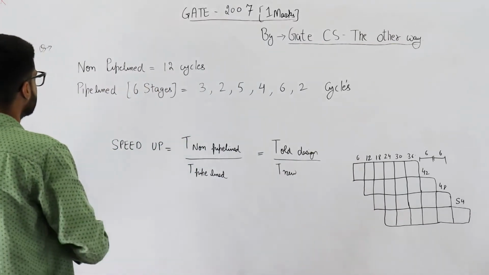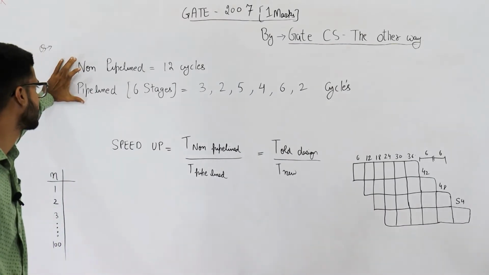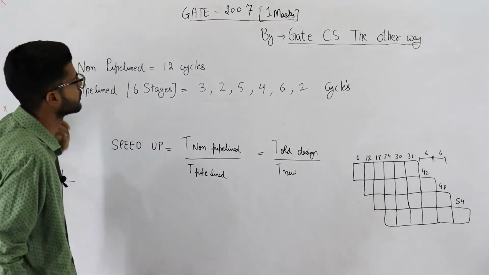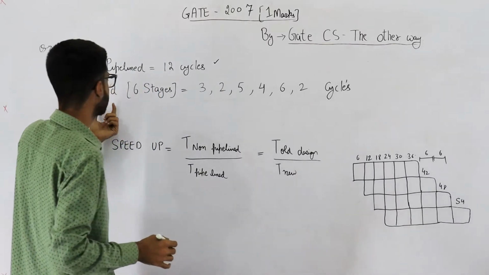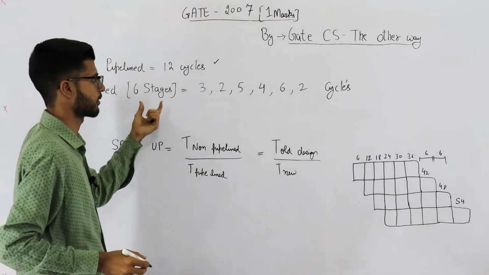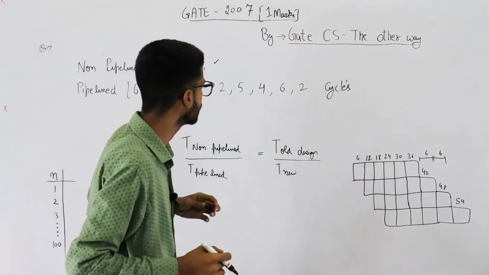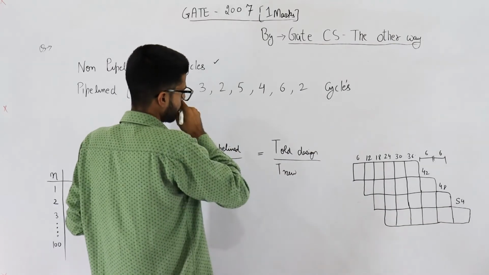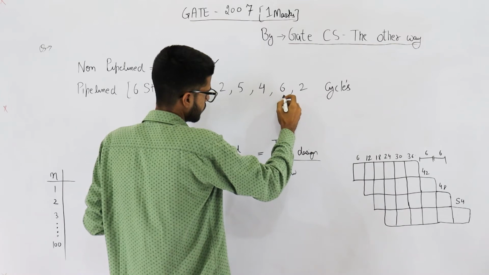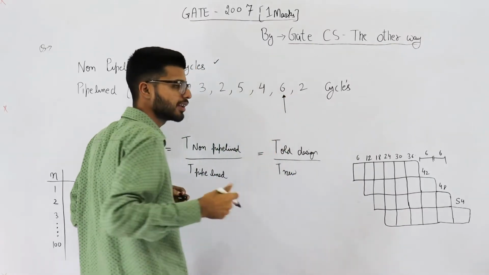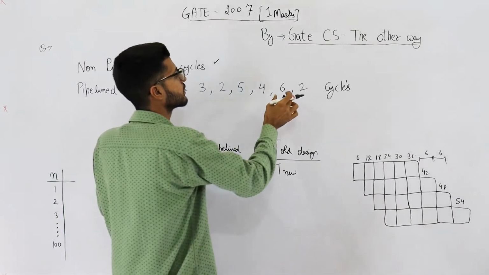They're talking about these two processors, pipelined one and its non-pipelined version. Non-pipelined version requires 12 cycles for each instruction, whereas pipelined processor has 6 stages, and these are the number of cycles required by each stage. Now you can consider this one to be the effective number of cycles required per stage, because anyway 6 is highest.